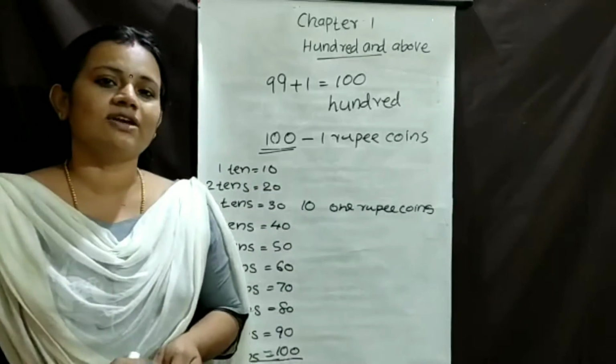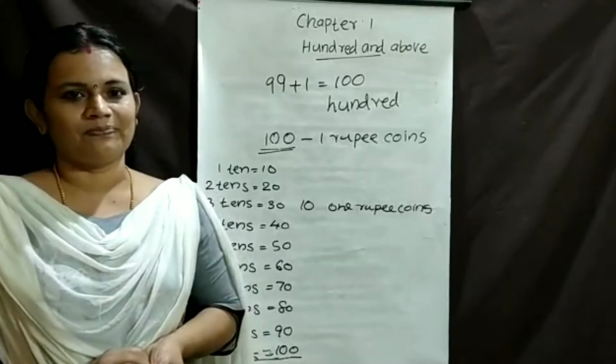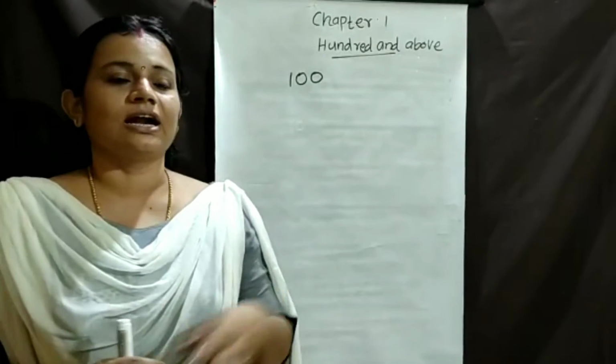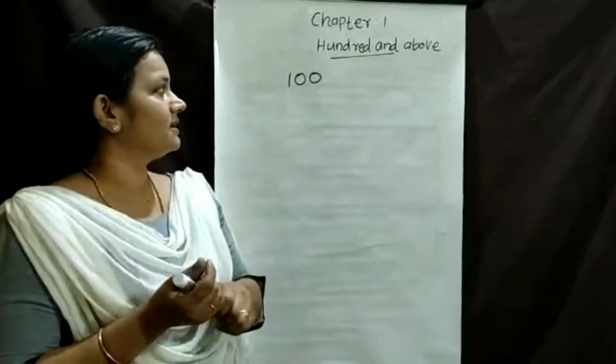Then after that we will discuss it in our Google Meet time. Then we will continue with the 3-digit numbers after 100.